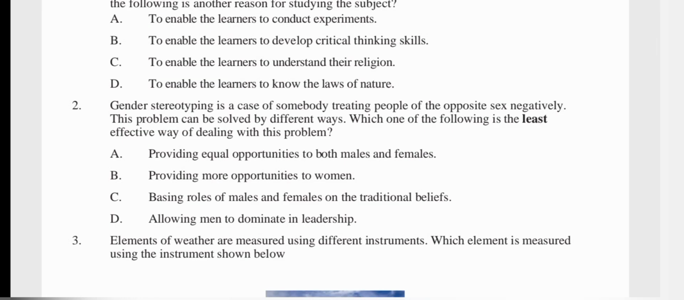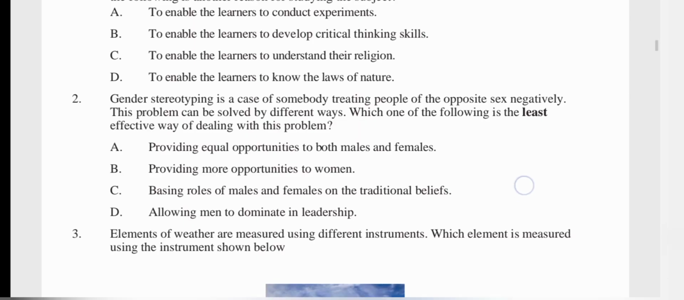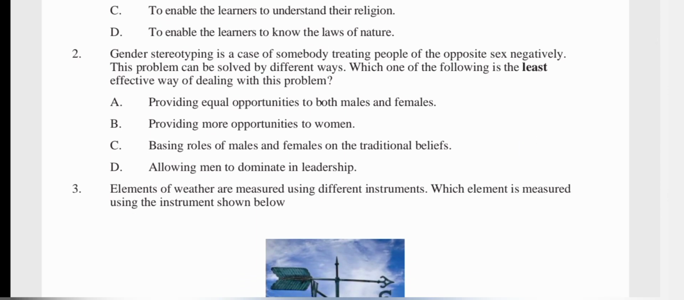Number 2, gender stereotyping is a case of somebody treating people of the opposite sex negatively. This problem can be solved in different ways. Which one of the following is the least effective way of dealing with this problem? Providing equal opportunities to both the male and the female? No. And D, allowing men to dominate in leaderships.